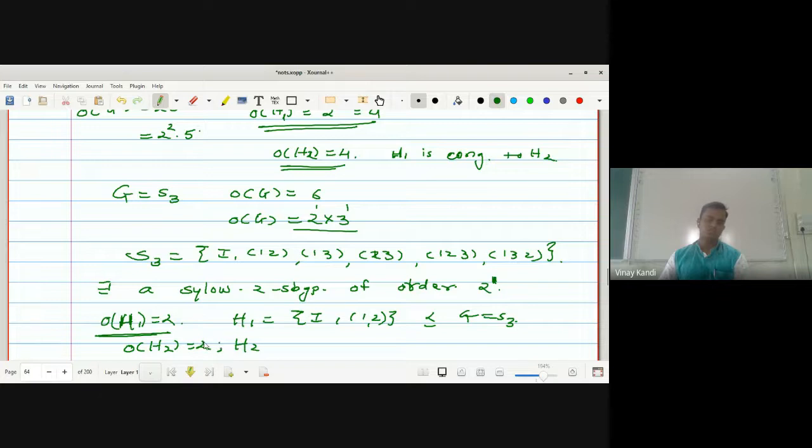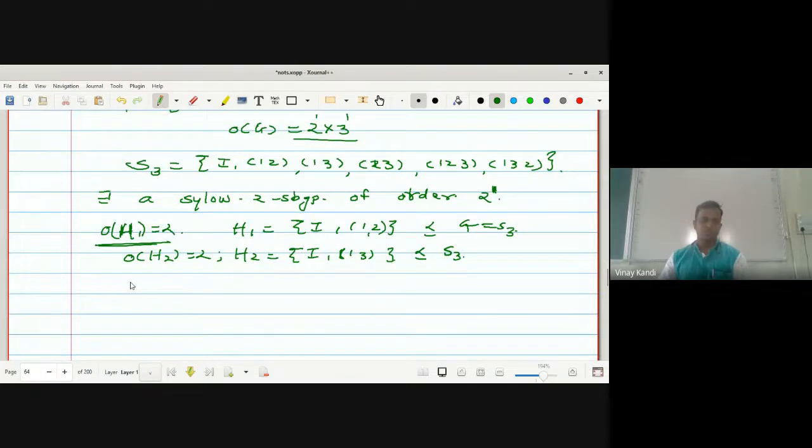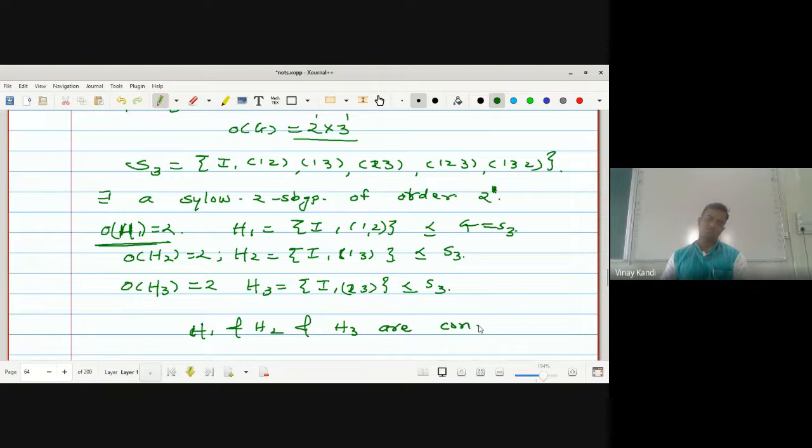H2 हा असा एक सबग्रुप आहे ज्याच्यावर 2 आहे. Which one? I and (1 3) हा एक सबग्रुप आहे त्याचा. ओके, S3 चा सबग्रुप. अजून एक सबग्रुप होते 2 ऑर्डरचा. प्रत्येक वेळेस एकच Sylow असं नाहीये, एकापेक्षा जास्त येऊ शकतात. H3 is I and (2 3). This will be again the subgroup of S3. So here H1, H2 and H3 are conjugate subgroups of S3. Any doubt now?